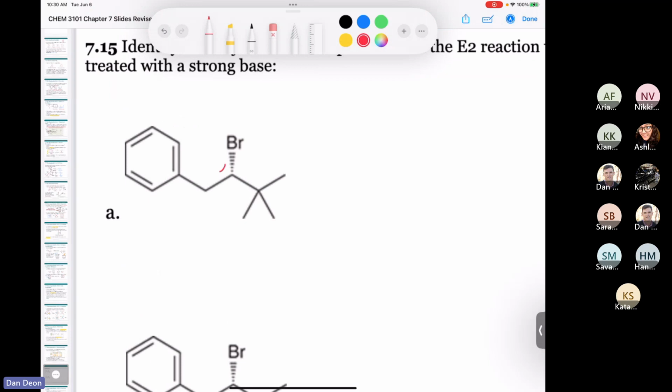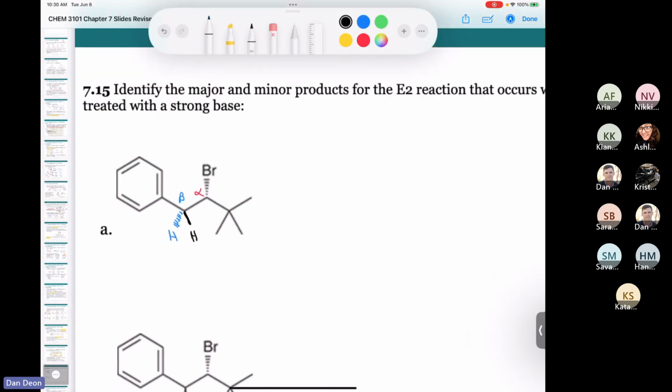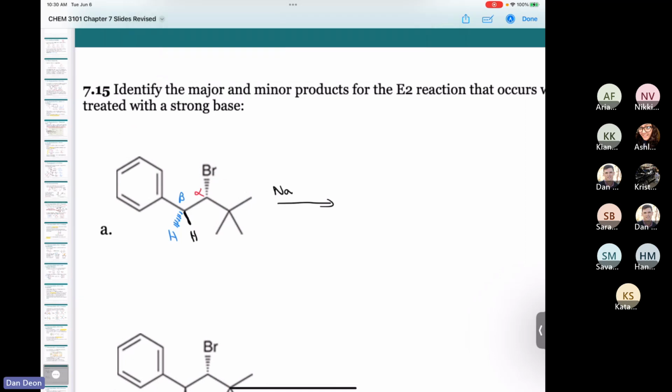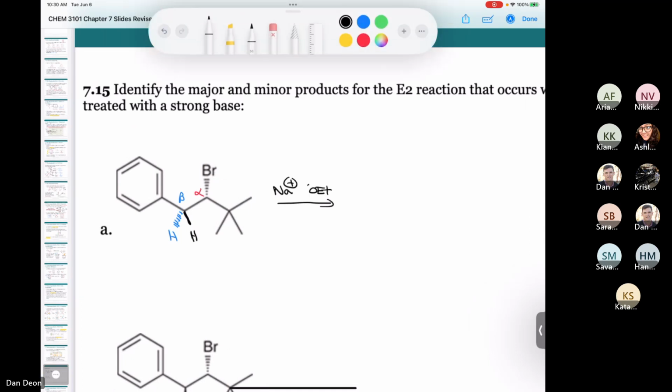If this is my alpha carbon on this alkyl halide, well, it's alkyl and aryl, right? But anyhow, we've got a beta carbon here that has no hydrogens attached to it. But on this beta carbon, I've got two hydrogens, don't I? I've got a hydrogen here, and then I also have a hydrogen like this. So I've got two beta protons. Will this elimination, if I treat this with a strong base, let's say sodium ethoxide, be stereospecific or stereoselective?